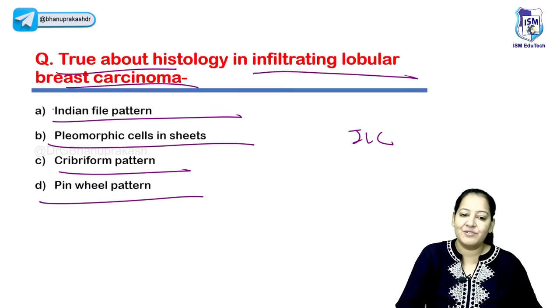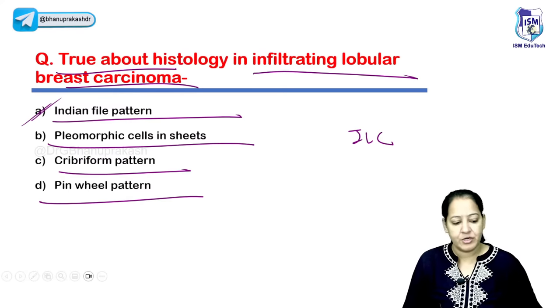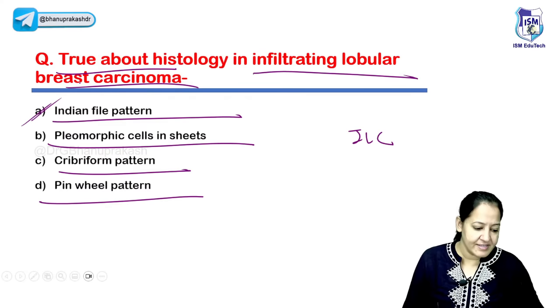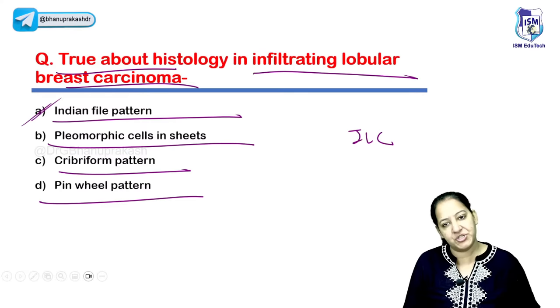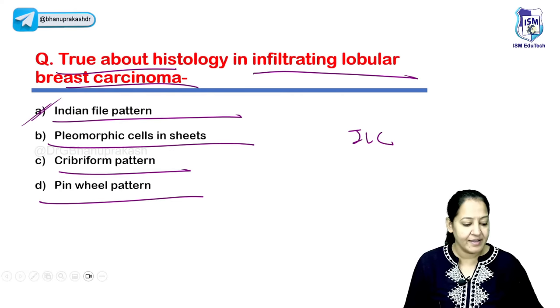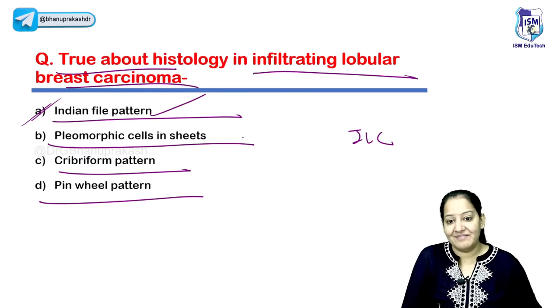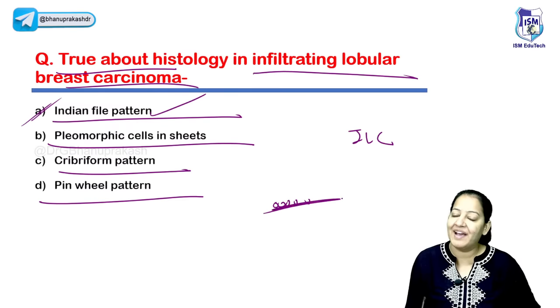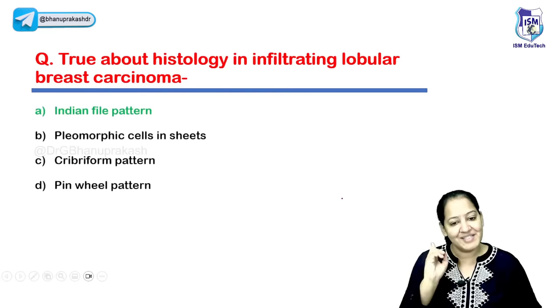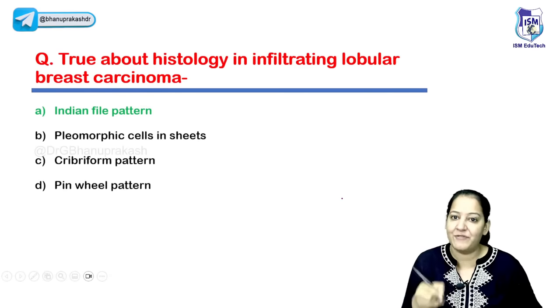Yes, you all are right. It's Indian file. What is Indian file? You can watch the recording later on also, it will always be available on YouTube. Yes, the correct answer is Indian file pattern. Why Indian file? It is in one row. I told you, the soldiers one behind the other, making a straight line. That is the meaning of Indian file. Imagine the diagram I have told you.